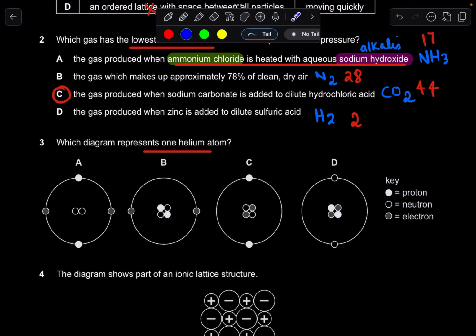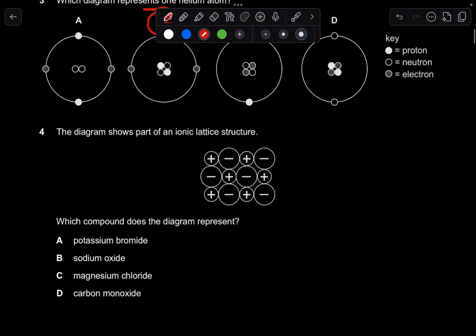Then it should have 2 neutrons and 2 electrons. So option B is correct. Okay, the diagram shows part of an ionic lattice structure. Which compound does the diagram represent?